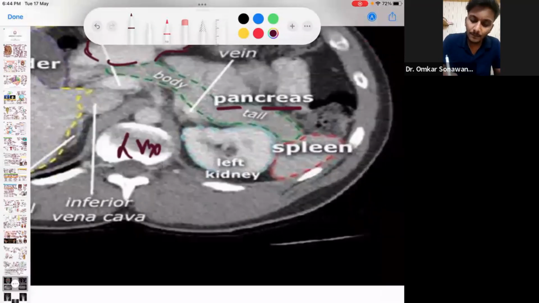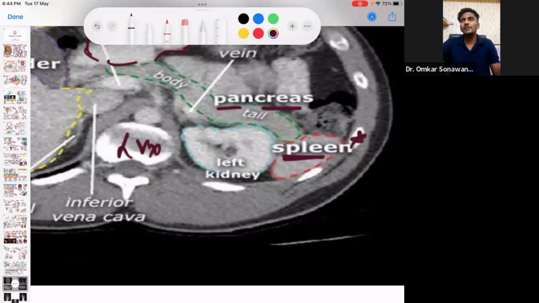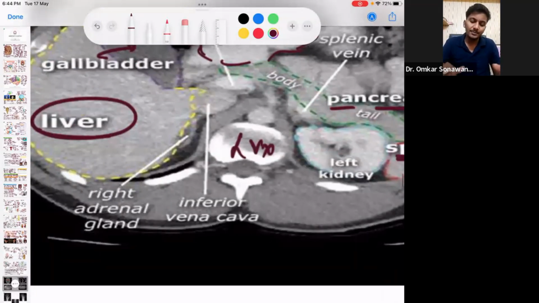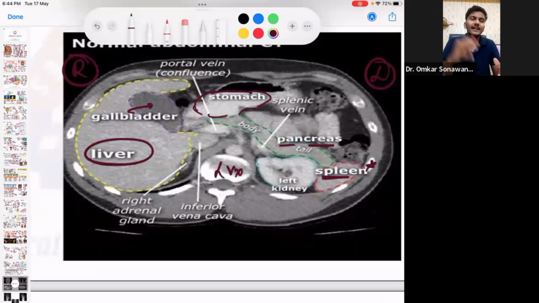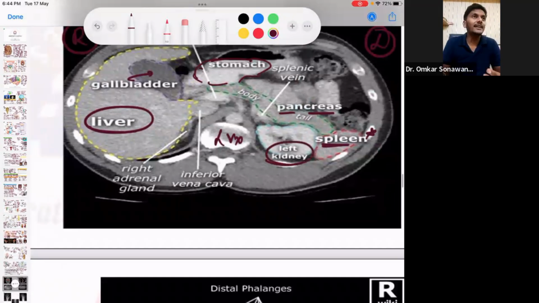Here, on the extreme left, you can see a small structure known as the spleen. And then there would be right and left kidney. Which one would be superior? दिख कौन सी रही है? Which kidney is superior, right or left? Left kidney is superior, because on the right side there is a liver.